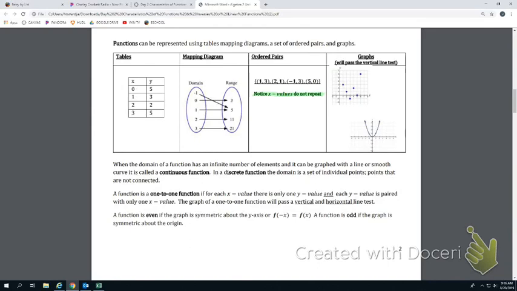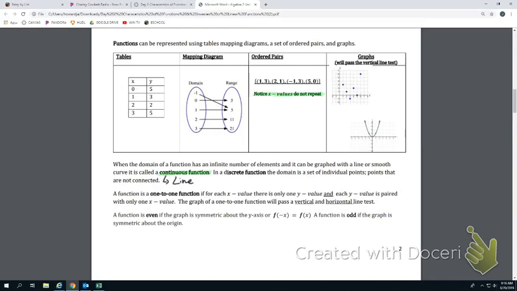Going to the paragraphs below. This is talking about really the kind of data that's on there, or the kind of function that you're dealing with. It says when the domain of a function has an infinite number of elements, it can be graphed with a linear or smooth curve, and it is called a continuous function. Okay? Continuous function, essentially, it's a line. If you look at a graph and it's not a bunch of points, it's a line, you're looking at something that is considered continuous.